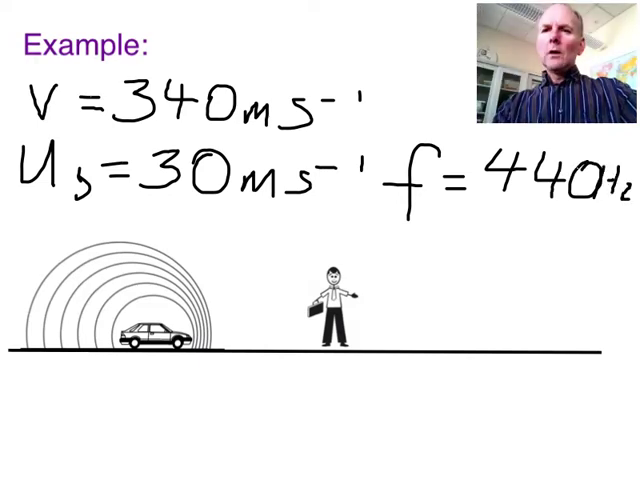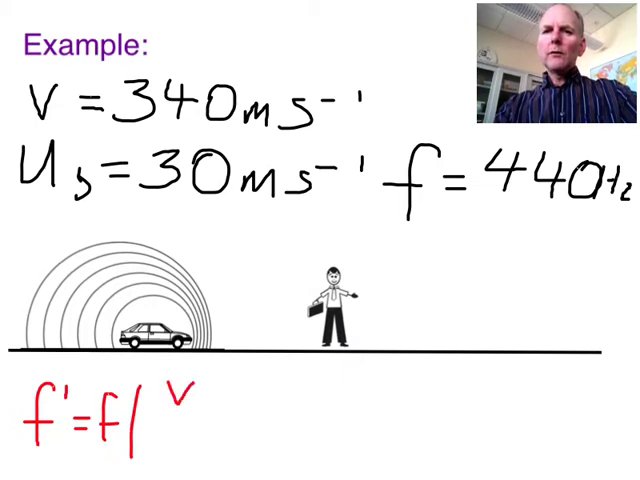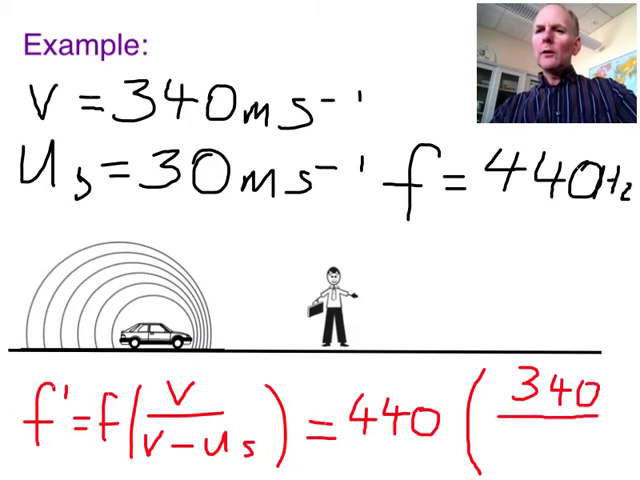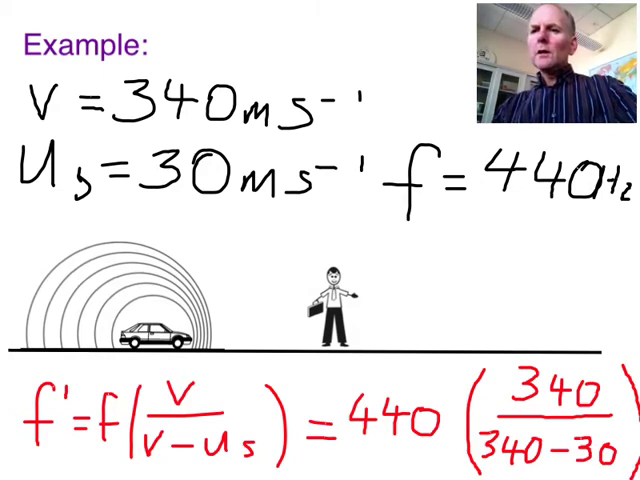So the equation we want to use is f prime equals f times v over v minus u_s, because the sound source is approaching the observer. Let's put those numbers in there. We've got 440, the actual frequency of the sound, times 340, the speed of the sound, over 340 minus the speed of the source, which is 30. So that's 340 divided by 310 multiplied by 440, which rounds to 483 Hertz.